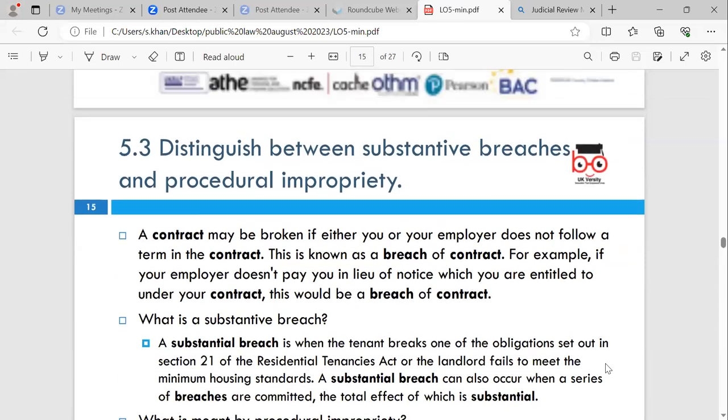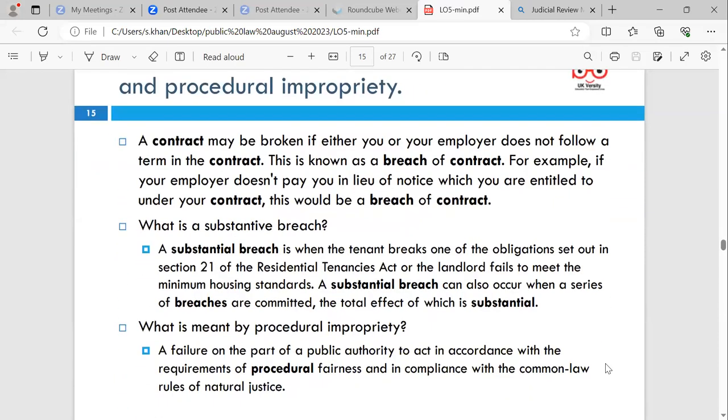5.3, distinguish between substantive breaches and procedural impropriety. So a contract may be broken if either you or your employer does not follow a term in the contract. This is known as a breach of a contract. For example, if your employer doesn't pay you in lieu of notice, which you are entitled to under the contract, this would be a breach of contract.